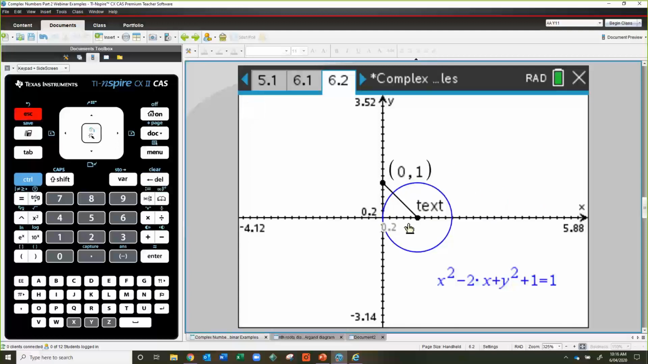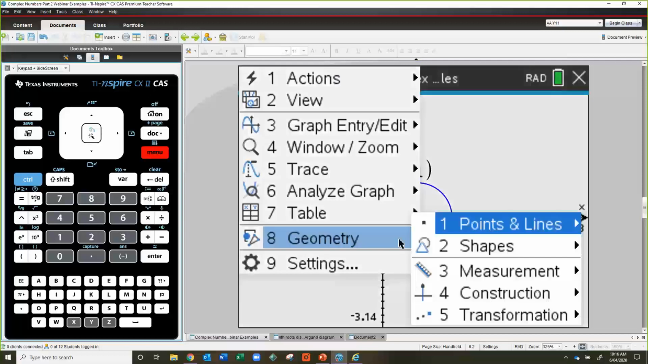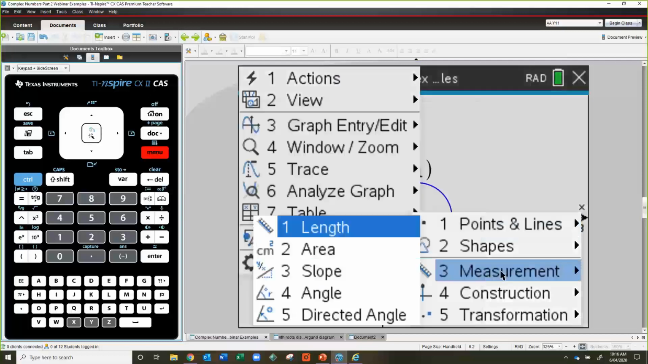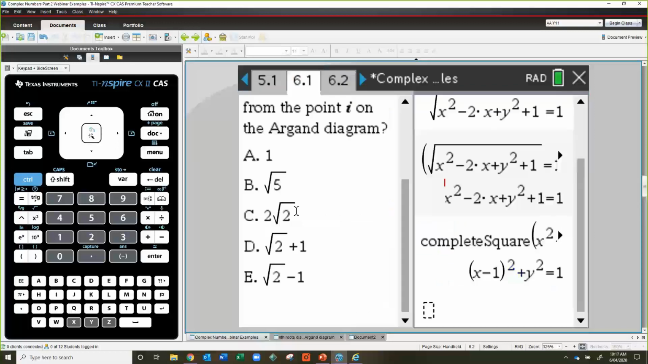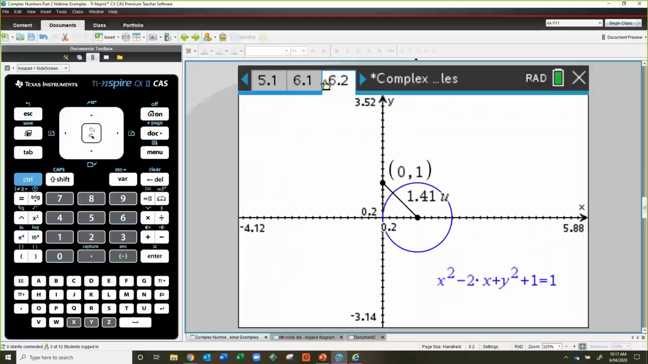Now, if that's 1 and that's 1, this length is square root 2. You could also check the length using measurement and length, but it will only give you the decimal value here. Square root 2 plus 1, if we extend this line, gives us the option D is the answer here. So you can make little constructions like that to visualize the problem and answer questions.